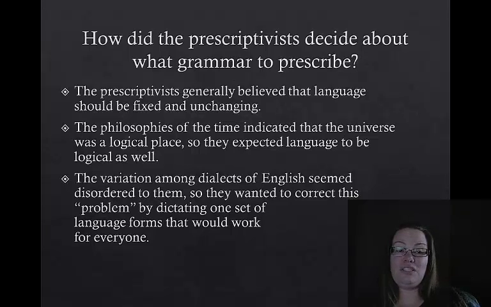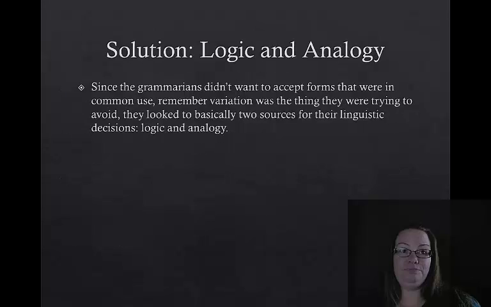Okay, prescriptivists generally believe that language should be fixed and unchanging. Again, at the time, during the Age of Reason, they're looking around at the universe saying, wow, everything works really logically, so language should be logical as well. And the variations among the dialects were disorderly to them. So to correct this problem, they dictated 1 set of rules that would work for everyone.